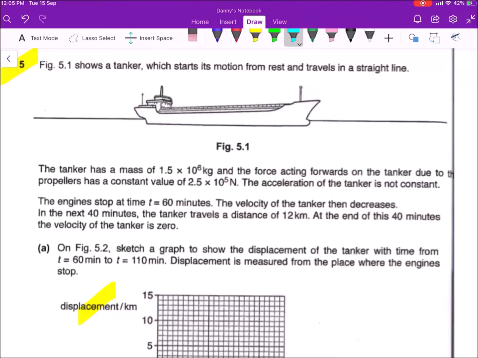In this question, we will be looking at the forces acting on this big tanker, and we also will be practicing how to sketch a displacement time graph. So first, let's analyze the question together.